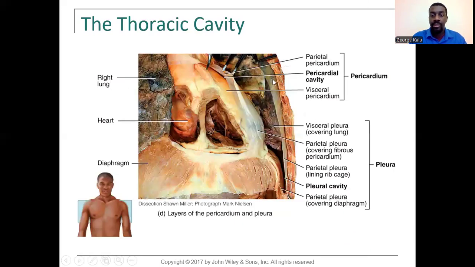If we're looking at the pericardium, here we have parietal pericardium. That is going to line the surface of the pericardial cavity. Then overlying the heart, we have the visceral pericardium, and that's going to line the heart itself. And again, in between the two, we would have pericardial fluid.